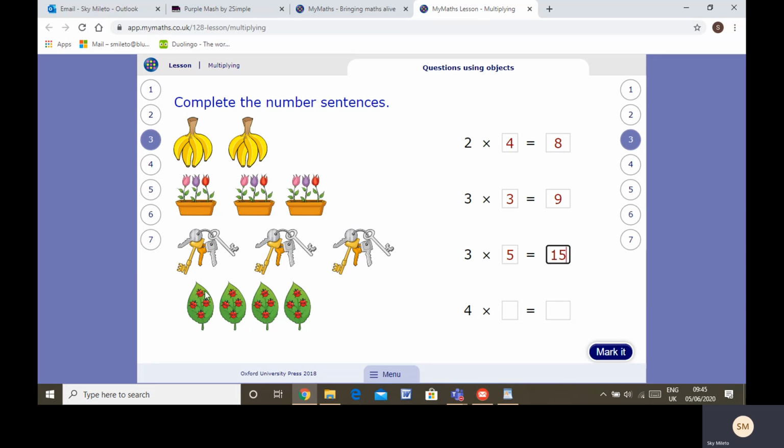We've got some ladybirds on leaves here. We've got 4 leaves, and we've got 1, 2, 3, 4 ladybirds on each leaf. So it'll be 4 times 4: 4, 8, 12, 16.